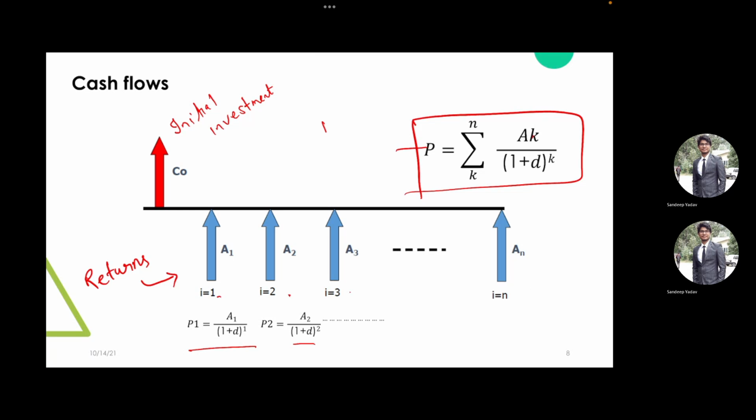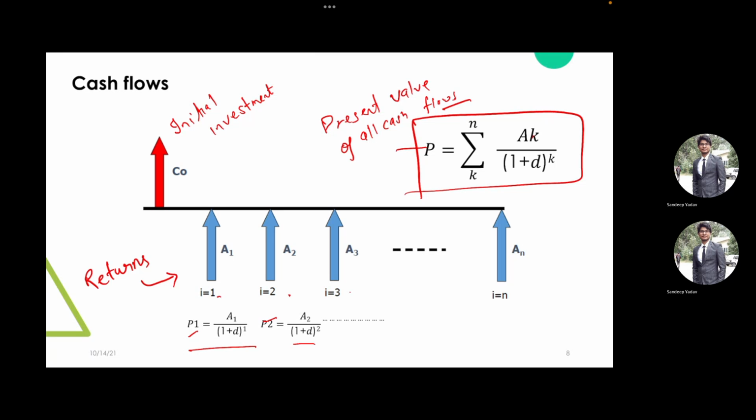Here P is the present value of all cash flows. This is for all the cash flows, and this is for each year. So simultaneously, if you want to calculate for all the years, we can calculate from this formula.